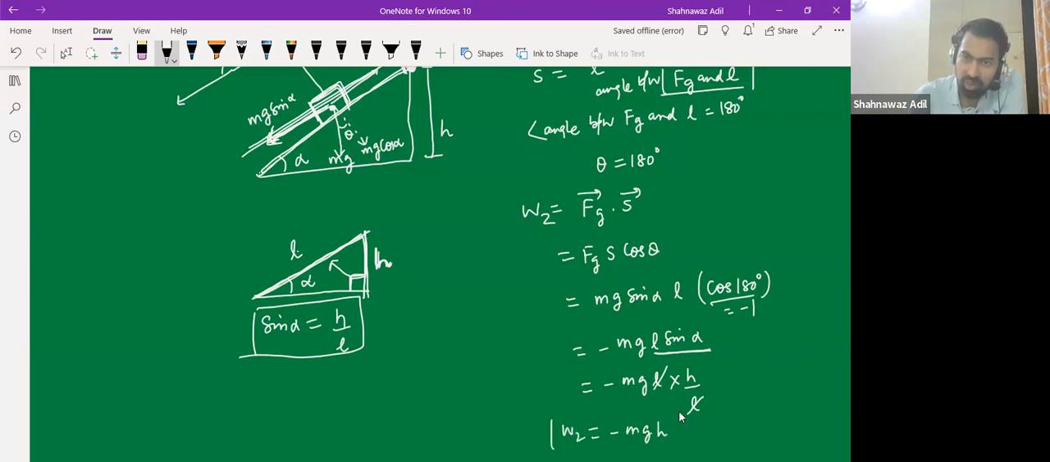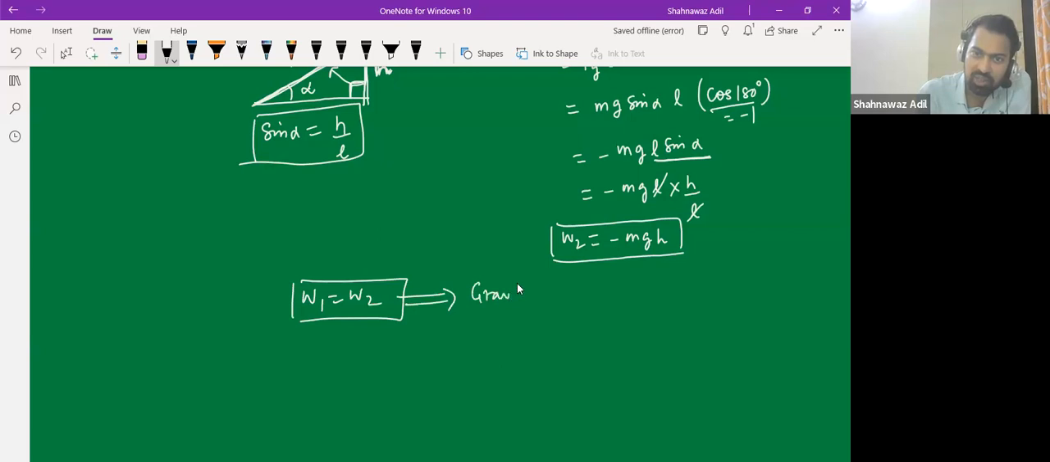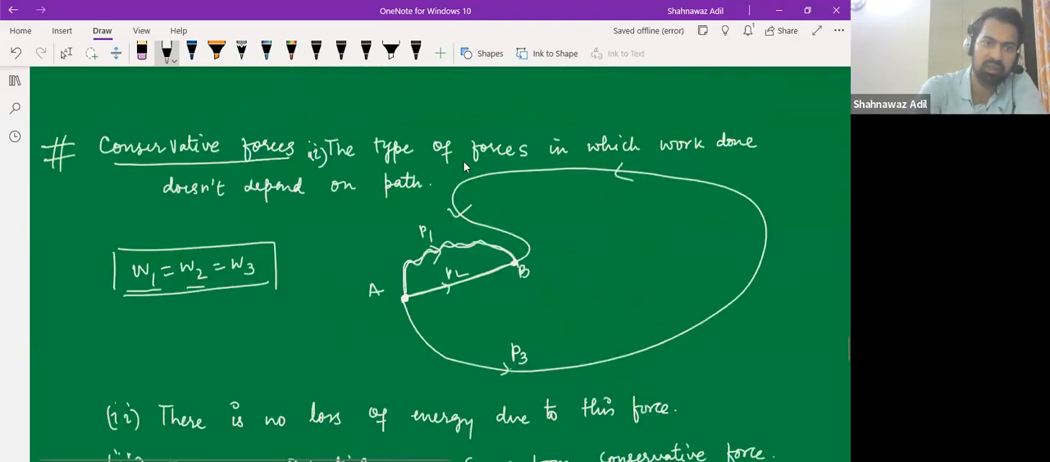So work done by gravitational force doesn't depend upon the path, because W1 is W2, right? That is why this implies that gravitational force is conservative. So this was the idea of conservative and non-conservative forces. Is this part clear, everyone? Yes, sir. So please note it down, and if you have any doubt, please ask.